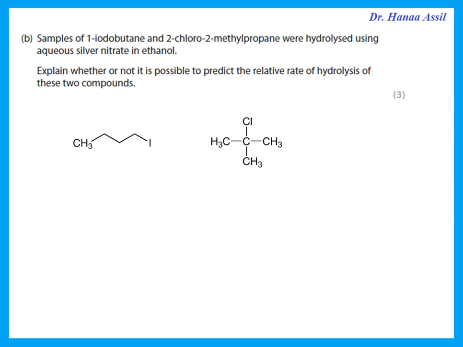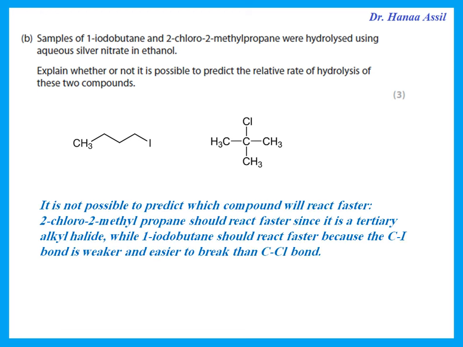So taking these two into consideration, it is not possible to predict which compound will react faster, because the 2-chloro-2-methylpropane should react faster since it's tertiary. But the 1-iodobutane should react faster because the C-I bond is weaker, easier to break than the C-Cl bond. So overall, it is not possible to predict the relative rate of hydrolysis of these two compounds.